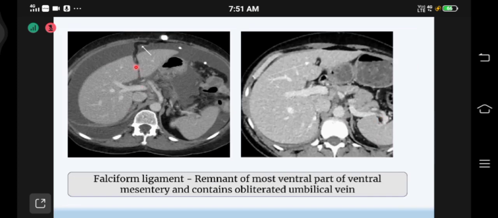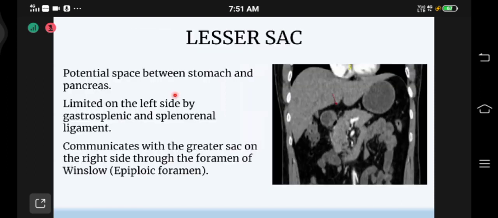Then the falciform ligament. This is the remnant of the most ventral part of the ventral mesentery, and it contains the obliterated umbilical vein. This forms the falciform ligament, generally very well seen in the background of ascites. With this, we'll just move on to a few spaces.